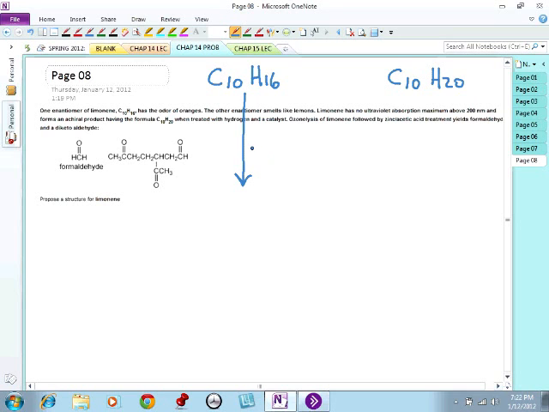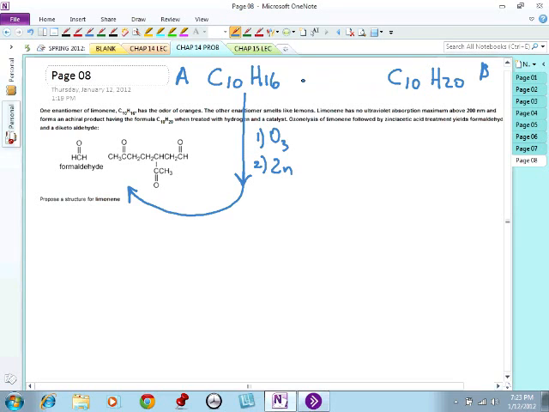You have a molecule. The molecular formula of this molecule is C10H16, right? It's called limonene. And when you perform ozonolysis, step 1 ozone followed by zinc, you get this set of products. These two products, that's what you get. That is what that is telling you. Now, let's call this molecule A. So let's call this B.